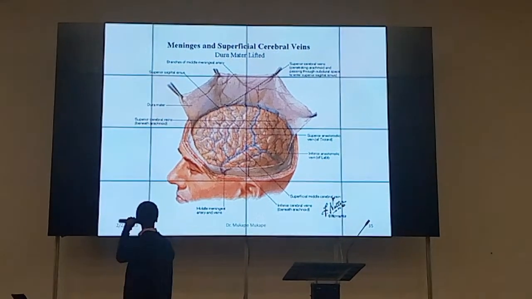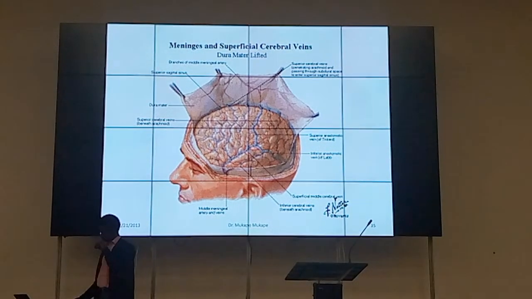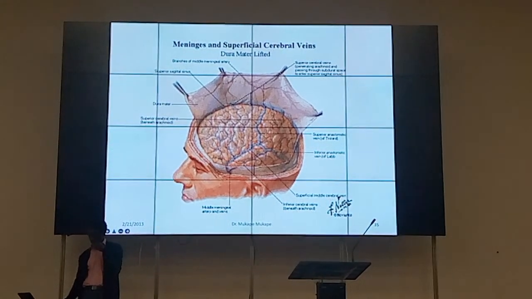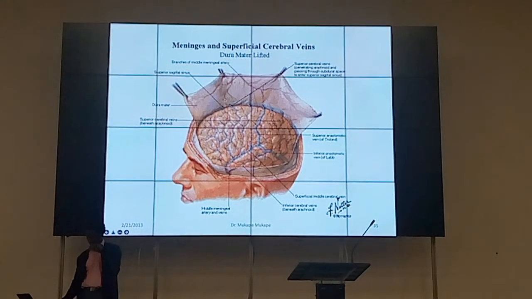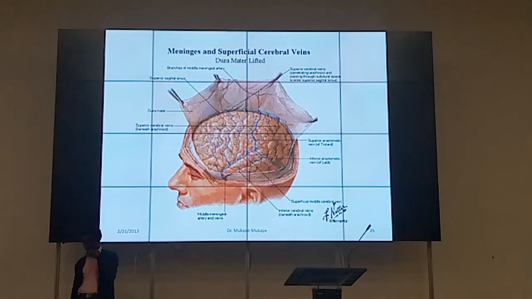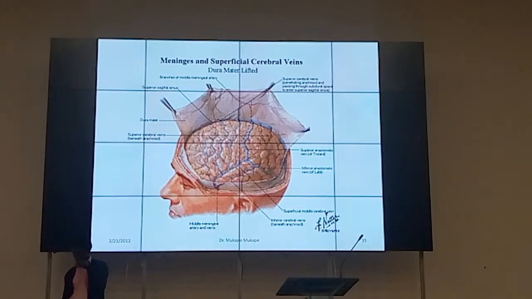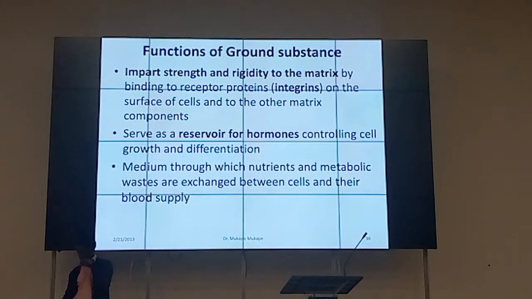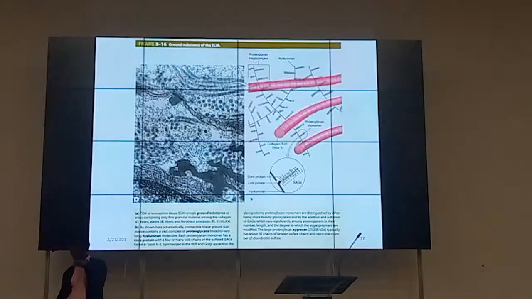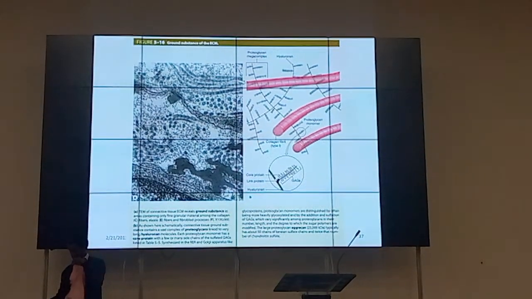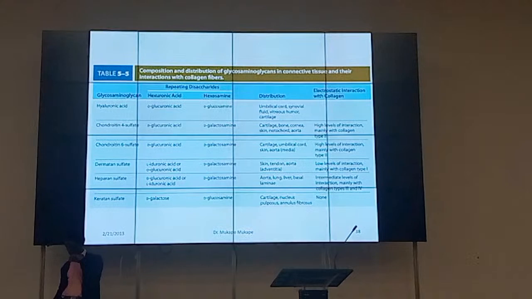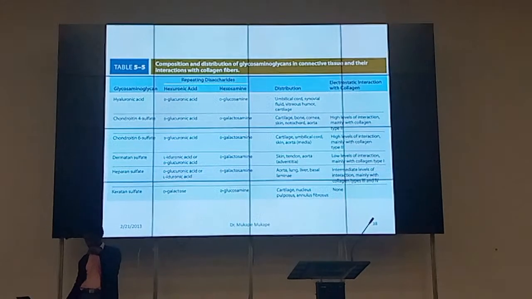Here we can see the meninges. This is dura mater, lifted up off the brain. It's a meninx, and it's made of dense regular connective tissue. Functions of ground substance, I think we did these last time. Collagen, various collagen fibers, we can see the collagen fibers there. Composition and distribution of glycosaminoglycans: we did the various types of glycosaminoglycans.